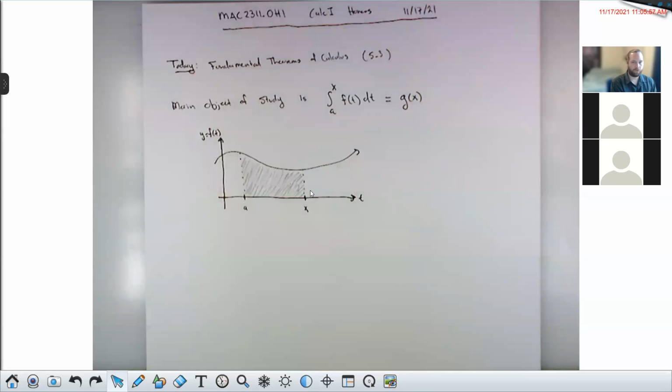And the first thing I wanted to do is just make sure you understand that this really is a function of x. The symbols inside, the t and dt, the variable t is what's called a dummy variable, or like an index variable, kind of like the index in the summation. Sum from i equals 1 to 5 of i is the same as sum from n equals 1 to 5 of n. It doesn't matter what symbol you use for that index.